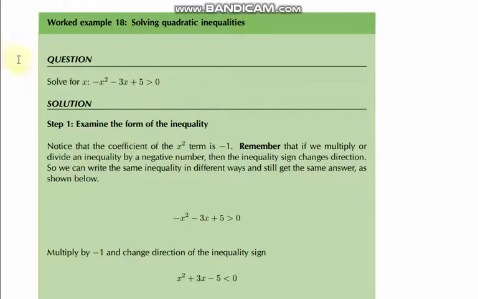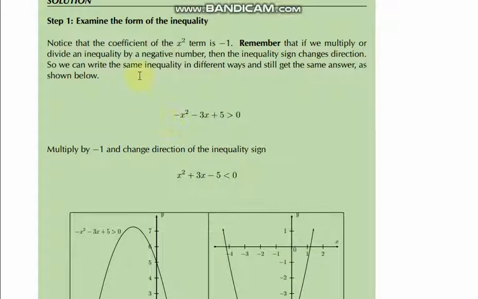Hi guys, we have another example over here where we're looking to solve for x where minus x squared minus 3x plus 5 is greater than 0. So we can really look at this inequality. Notice that the coefficient of the x squared term is minus 1.